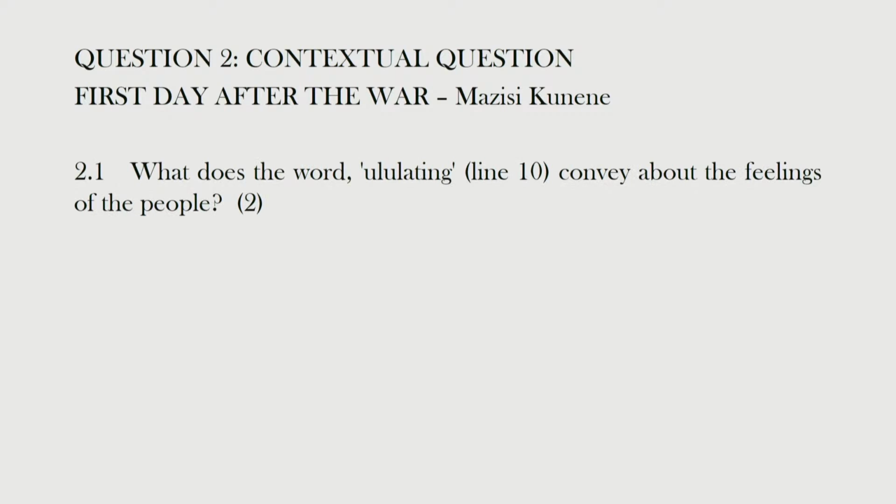Now, the first thing we look at, do we have any limiting factors? Yes, we have line 10. Okay, we can see that quite clearly. And it's referring to a specific word, ululating, right? What is our instruction word? Very simple, it's what. Okay, so we have, what does the word ululating convey about the feelings of the people?